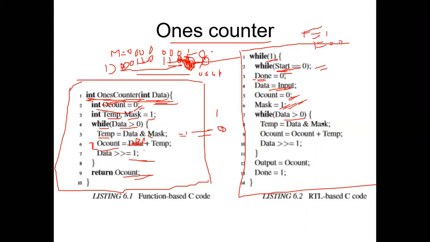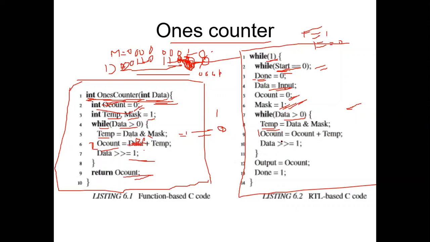That will be performed. That means temp will give the value of the LSB. If the LSB bit is 0, temp will be 0. If the LSB bit is 1, temp will be 1. And that will be added with the output count. Output count was initially 0, so it will now be updated as 0 plus 1. That means output count will become 1. This continues till the data becomes 0. We right shift the data and again check whether data is 0, and this process continues.